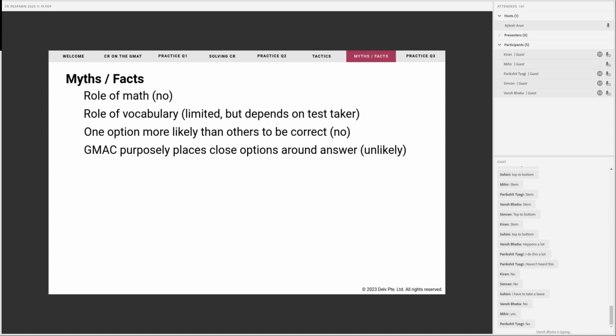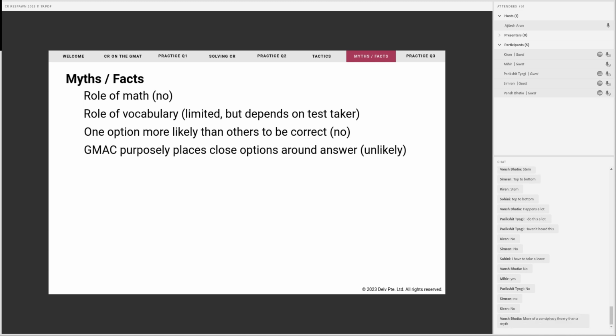Oh, Mihir is saying yes. Okay. Parikshit is saying no. Simran is saying no. Vansh and Kiran. Kiran is saying no. And Vansh. Exactly.